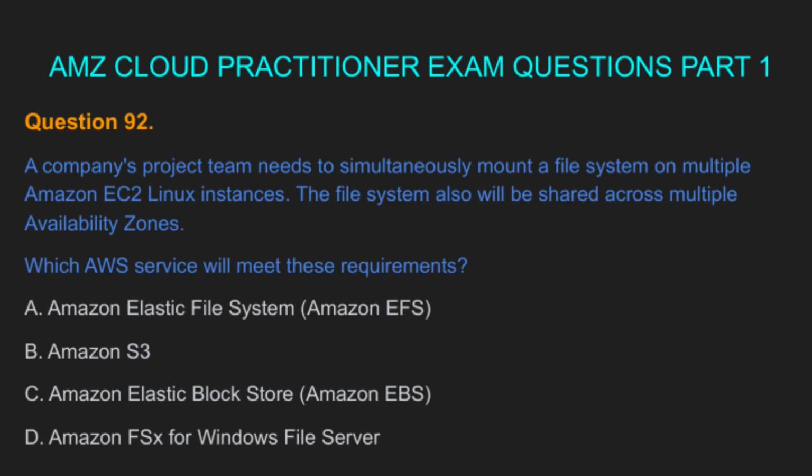Question 92. A company's project team needs to simultaneously mount a file system on multiple Amazon EC2 Linux instances. The file system also will be shared across multiple availability zones. Which AWS service will meet these requirements? A. Amazon Elastic File System, Amazon EFS. B. Amazon S3. C. Amazon Elastic Block Store, Amazon EBS. D. Amazon FSx for Windows File Server.